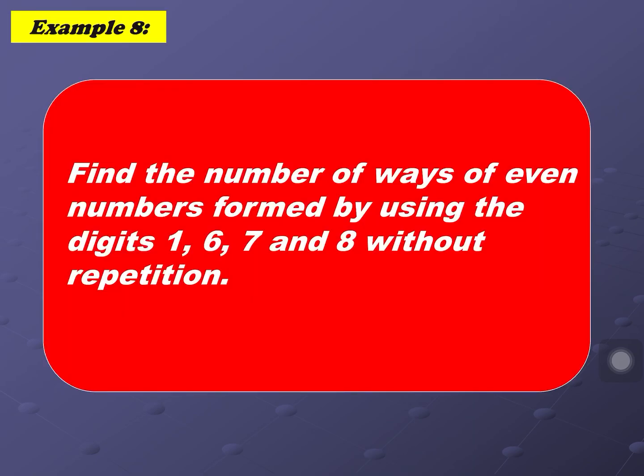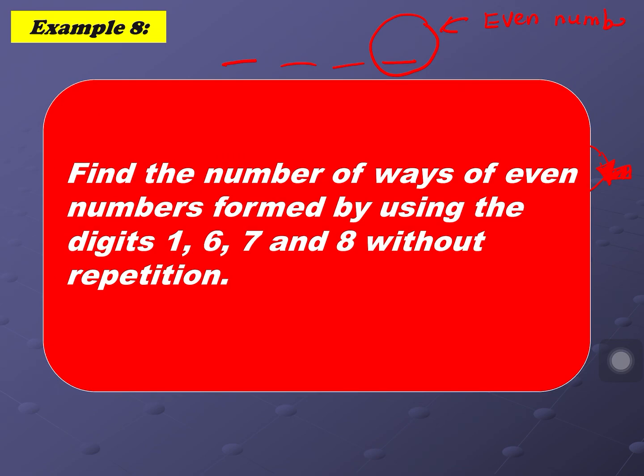Permutation of n different objects for a given condition. Example 8. Find the number of ways of forming an even number. You have to look at the words even number. The tip is here. Let's read this first: formed by using the digits 1, 6, 7, and 8 without repetition. So how do we make a number? How do we know that a number is an even number? If it's an even number, the last number, because we have 4 numbers, right?